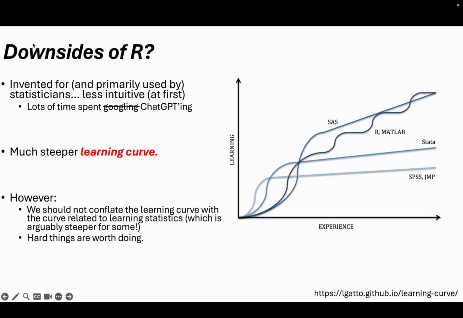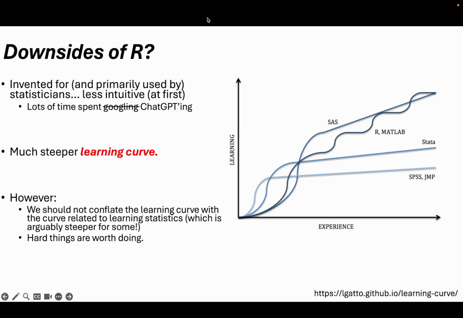So what are some of the downsides of R then? Well, it was invented for and largely mostly used by statisticians. So if you're not a statistician and maybe a psychologist like me, it does seem less intuitive at first. So you'll spend a lot of time Googling or ChatGPTing what error messages mean or how to do specific things. It's got a much steeper learning curve, or people suggest.